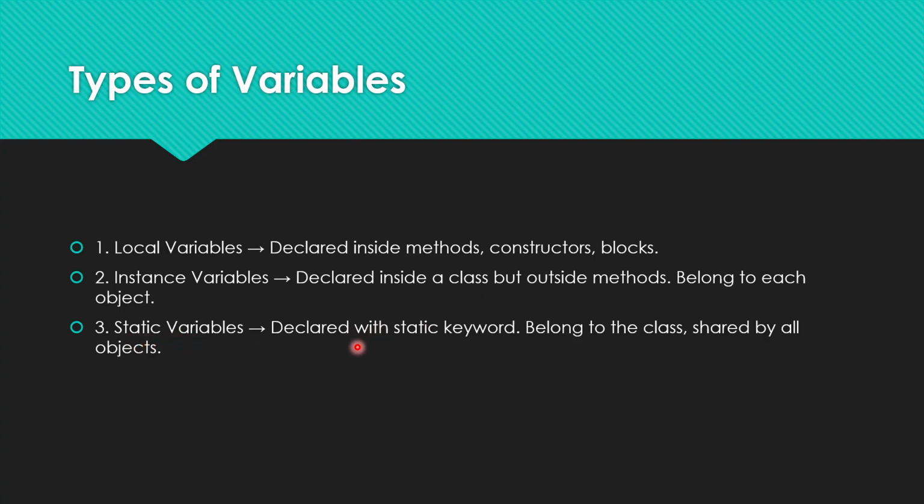Static variables are declared with the static keyword, belong to the class, and are shared by all objects. There are no multiple copies of static variables. There is a single copy, and that single copy is shared by all objects.